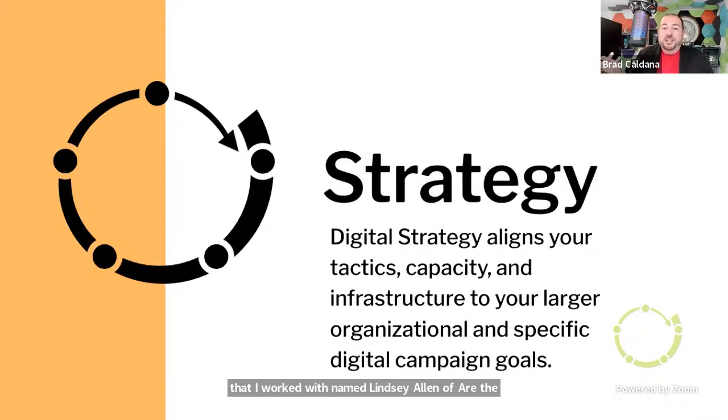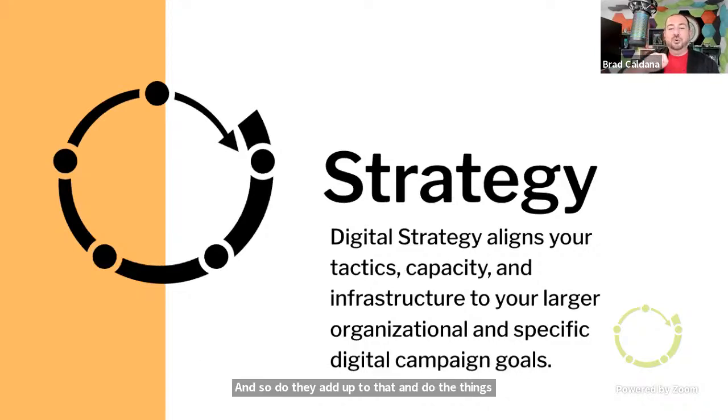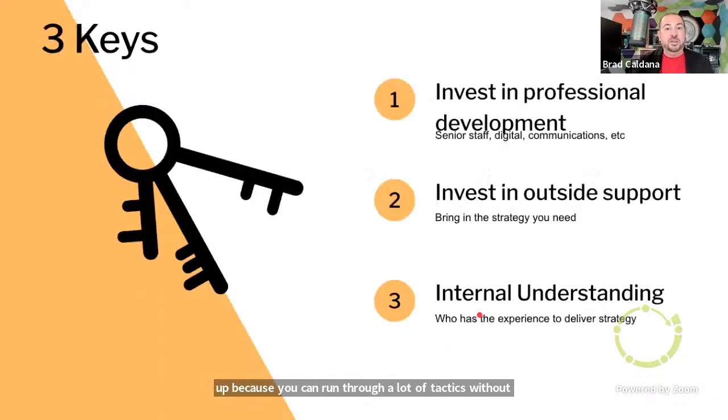Because you can get lots of clicks on things and you can get lots of views, but if it's not the thing that actually helps create the change in the world that you want, then you're not really doing the thing, are we? And so do they add up to that? And do the things that we're doing advance the digital campaign goals that advance our goals in the world? So really trying to make sure we're adding those two things up, because you can run through a lot of tactics without actually building these things.